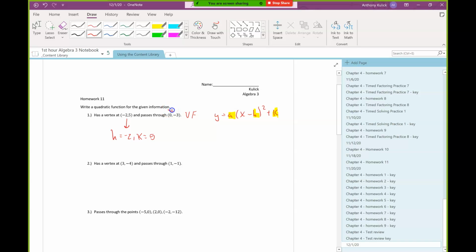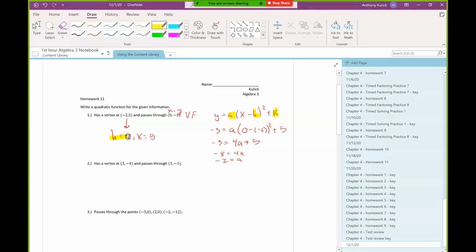To find a, we're going to use this other point as an x and y. So if we plug all of that in, -3 is going to go in for y, a is what we're looking for, 0 is going in for x, -2 is going in for h, and 5 is going in for k, I can now solve for a directly. So to solve for a, 0 minus -2 is +2, and +2 squared is 4. So we really have 4a. And then to solve for a, we'll just subtract 5 to the other side, and then divide by 4.